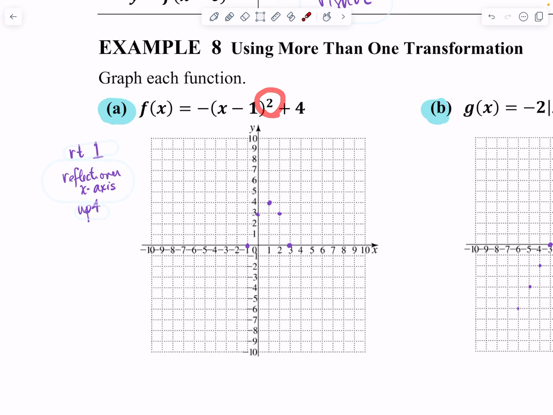We know that this is the quadratic or the parabola parent. So I already have some coordinates marked there. Notice that what was 0, 0 went to the right one. It went up 4, and because we have a reflection, instead of it being concave up, now it's going to be concave down. And so we can go ahead and draw.